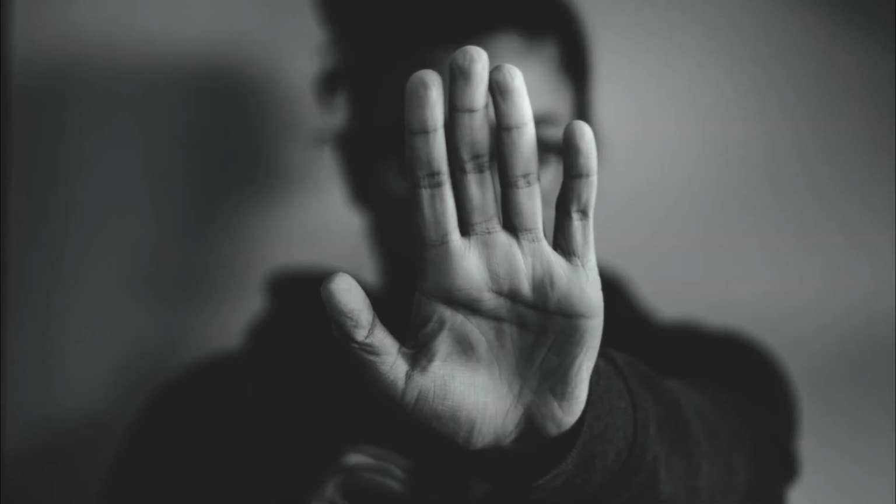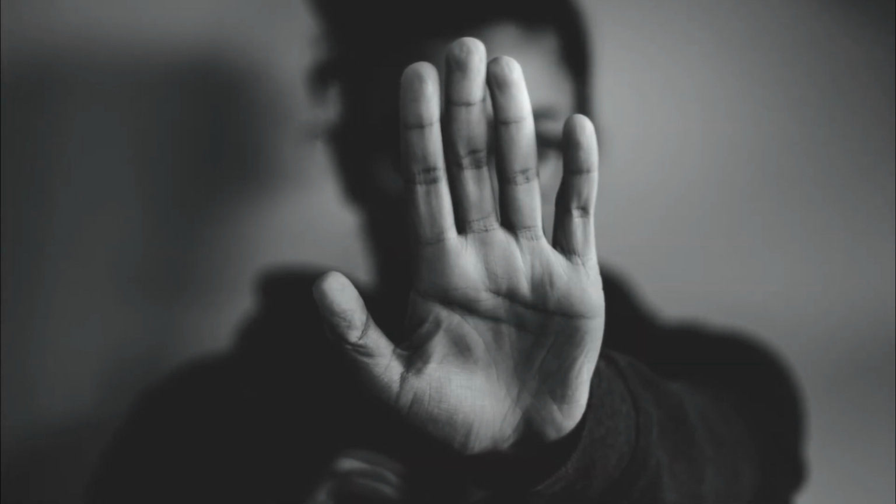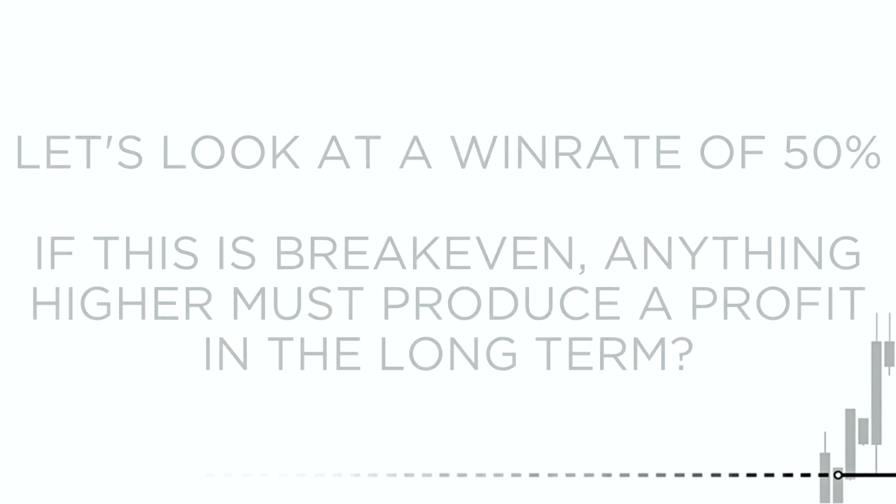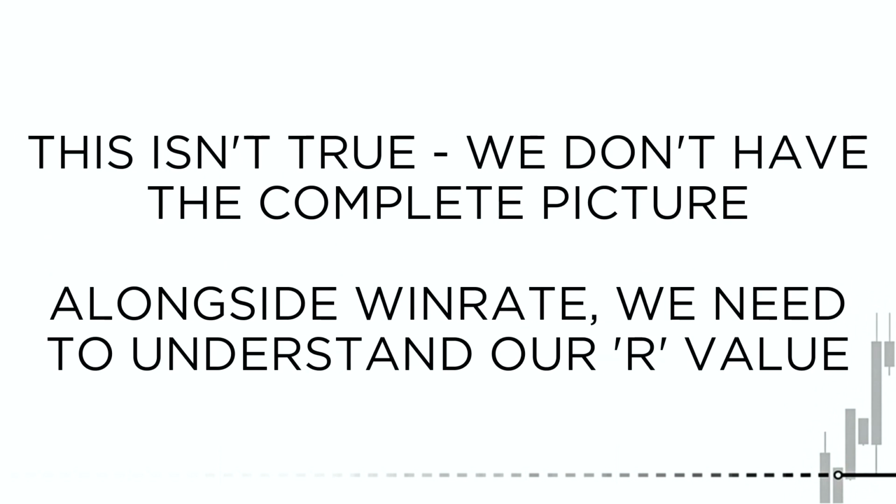But here's where I think win rate gets a little too much focus. So let's look at 50%. That is the absolute break-even point. So by default, anything over 50% means we should be profitable, right? Simple maths. Well, it's not that simple actually. And when we're looking at win rate, we also need to look at this term that we refer to as R, the risk and reward ratio in our trades. So let's talk about that and how that factors into win rate.